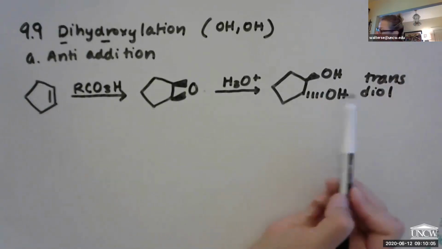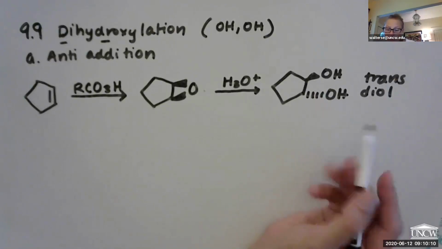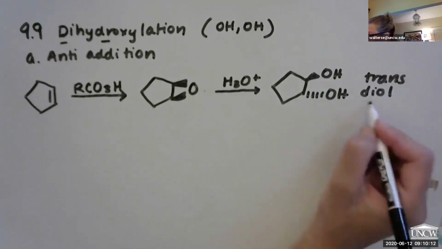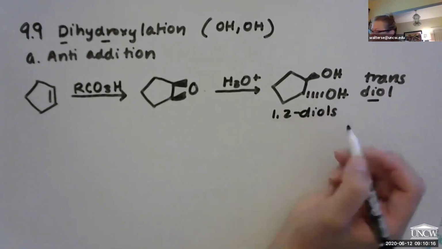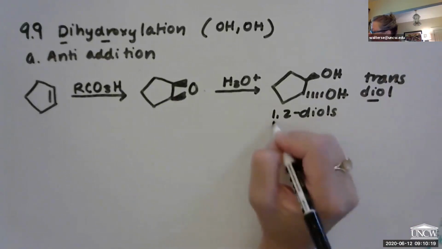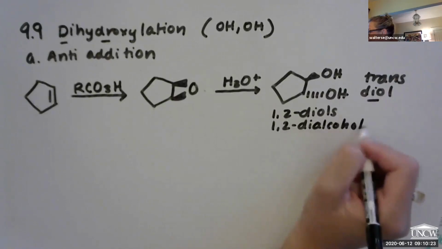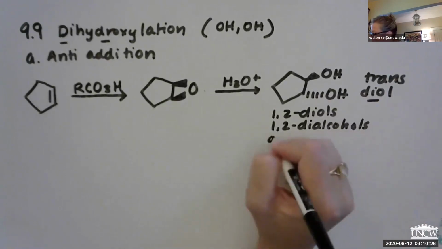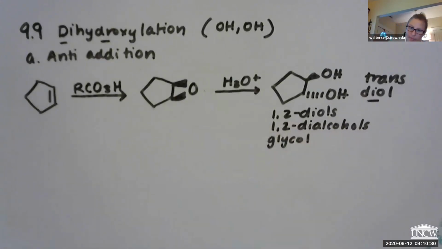So these species, these diols, actually have quite a few other names. You can call them just diols. You can call them 1,2-diols. You could call them 1,2-dialcohols. Or you can call them glycols. They all mean the same thing, that you have two hydroxide groups on adjacent carbons.